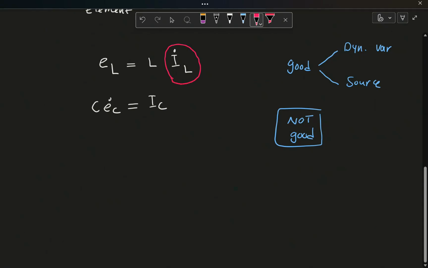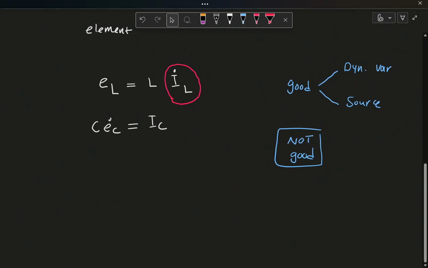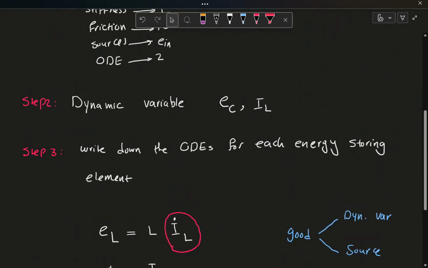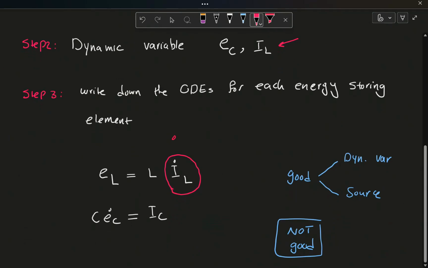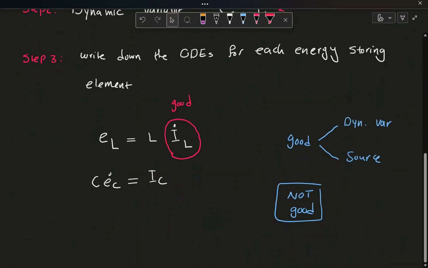I dot L, is it good or not good? Well, again, is it a dynamic variable? Well, I dot L is not my dynamic variable, but it's the time derivative of my dynamic variable, so it's a good term. How about EL? It's neither my dynamic variable nor my source, so it's not a good term. I have to rewrite EL.